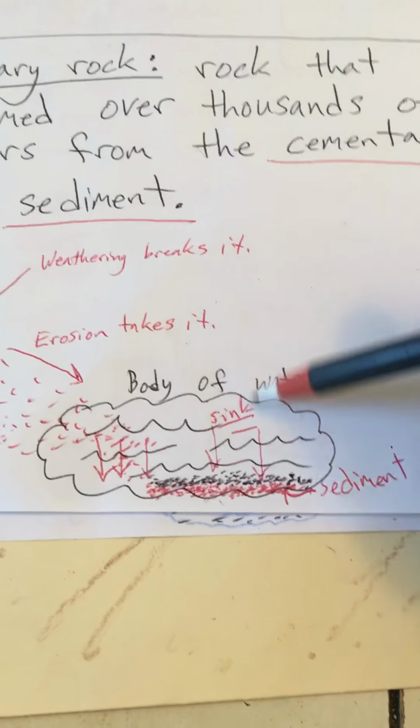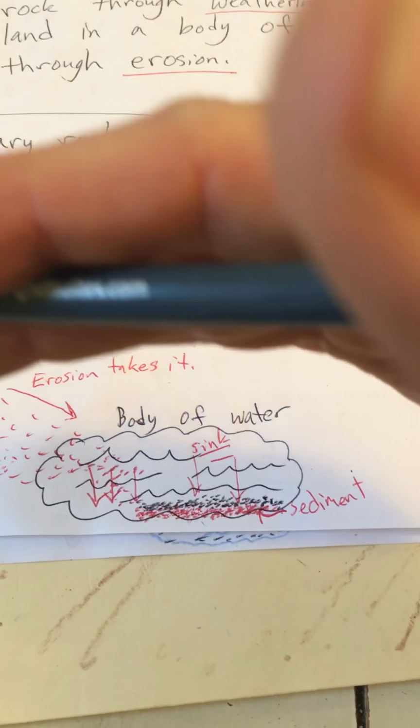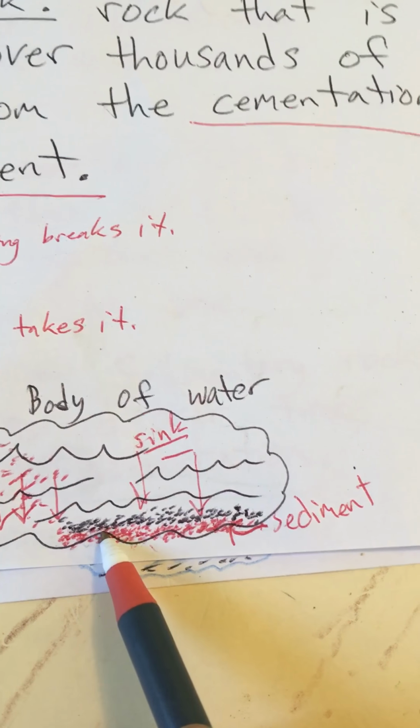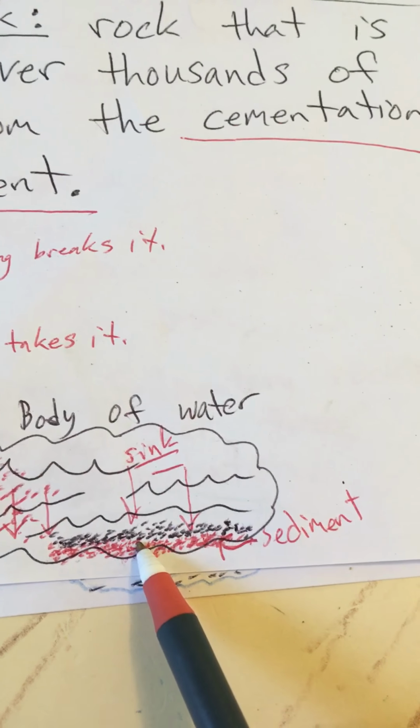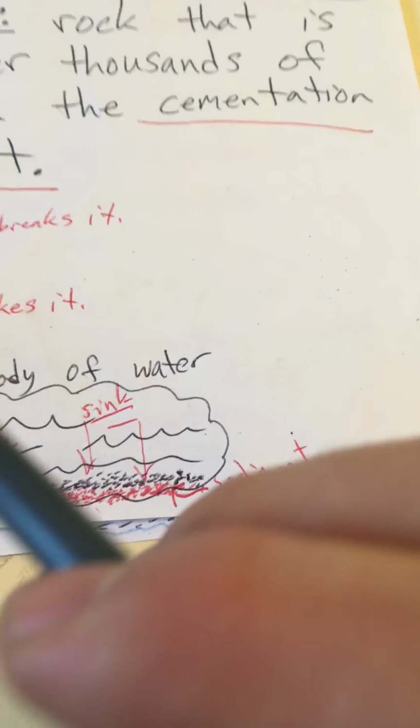So what's going to happen is the weight of everything that's above that sediment is pushing down on it, and it's eventually, over a really long period of time, going to turn into rock. It is going to harden with all that pressure that's pressing down on it. It is actually going to harden into a rock.